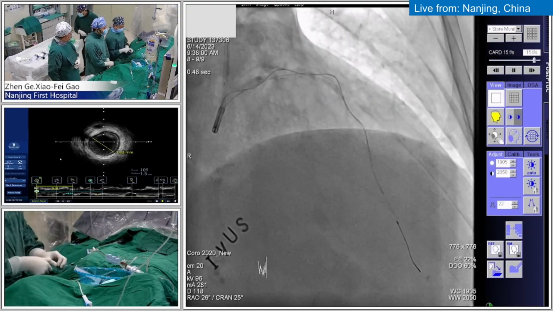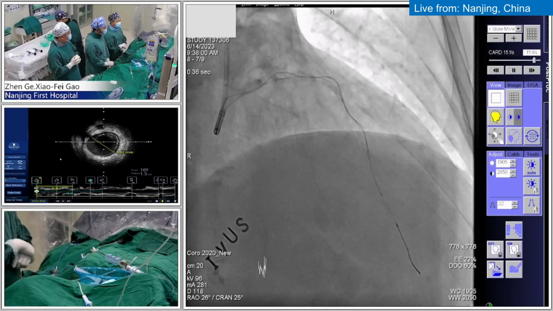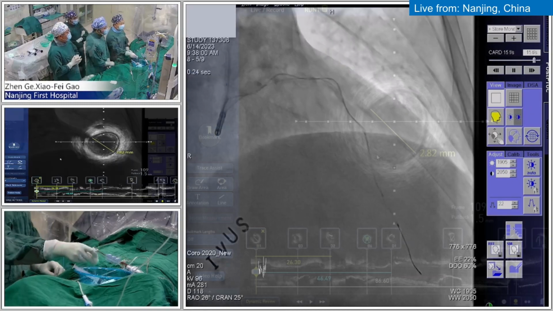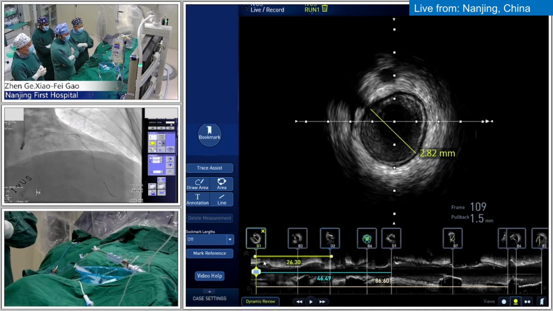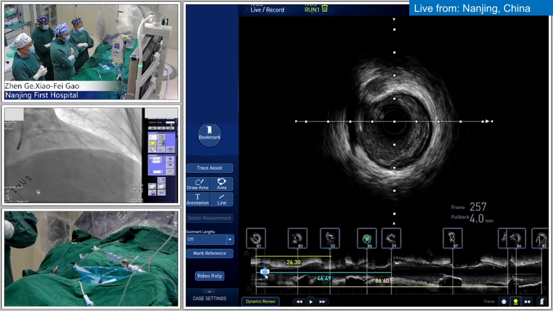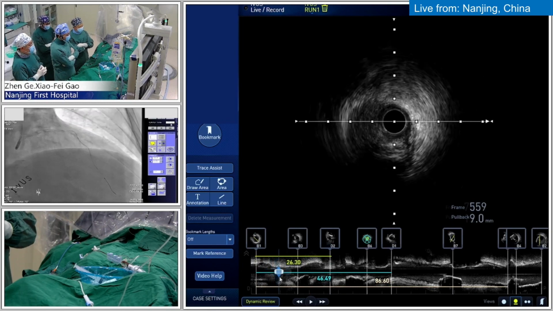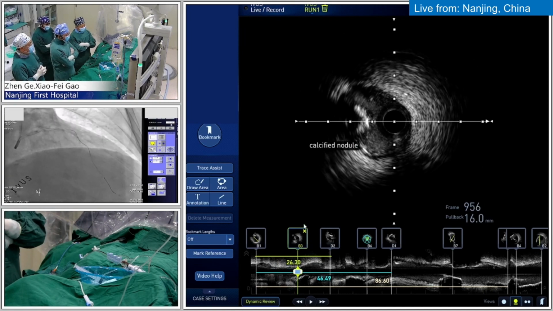First of all, we used the BMW wire advanced to the distal LAD, and want to check the IVUS first. The distal vessel is normal, and the vessel diameter is about 2.8 millimeter. Then going on pullback, we can see an eccentric plaque. Then we can see calcified plaque. Going on in the distal LAD, we can see the calcified nodule.